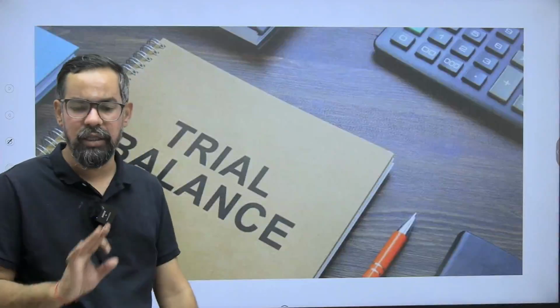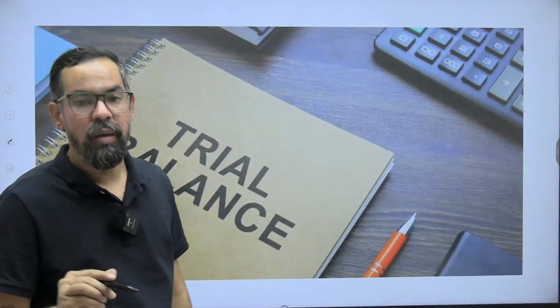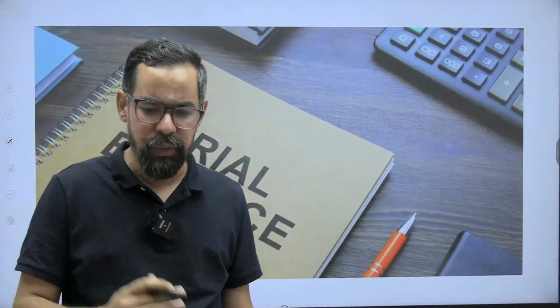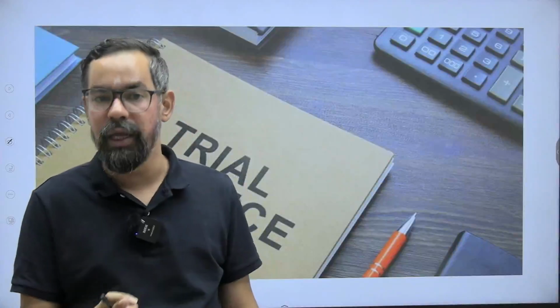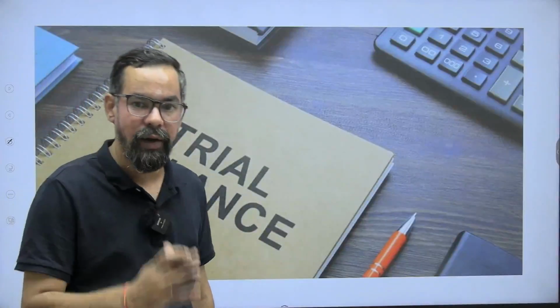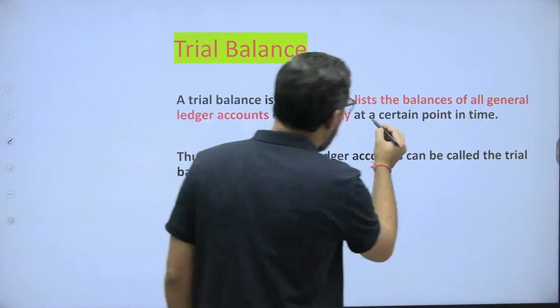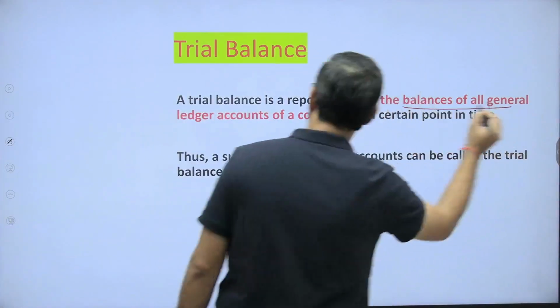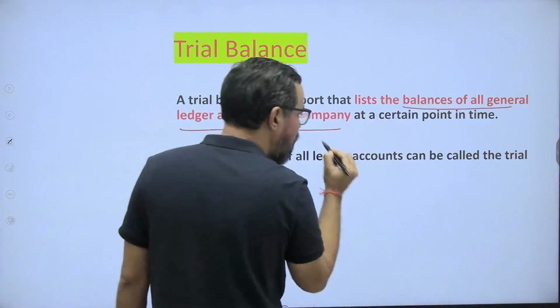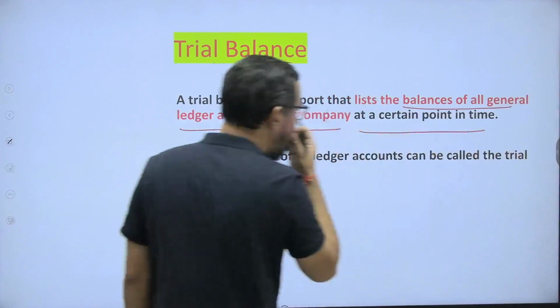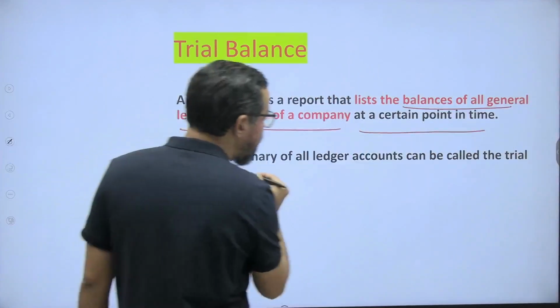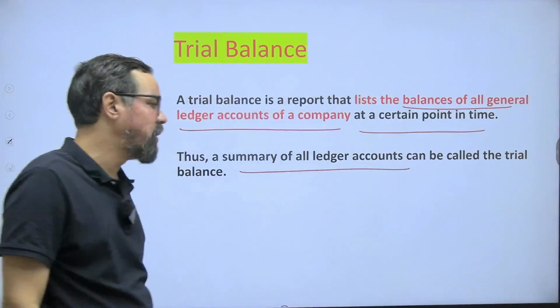Okay? So the trial balance, we have discussed this earlier also, because there is no point in repeating all those things. If you are facing any issues, just let me know, I'll try to help. So a trial balance is a report that lists the balances of all ledger accounts of a company at a certain point in time. It is a summary of all the ledger accounts that can be called a trial balance.